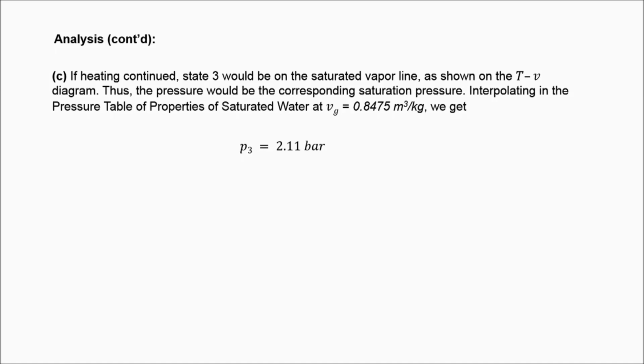Hence, the pressure will be the corresponding saturation pressure. By interpolating in the pressure table of properties of saturated water, for vg equal to 0.8475 cubic meters per kilogram, we get p3 equal to 2.11 bar, which is the answer we were seeking for the final pressure p3.